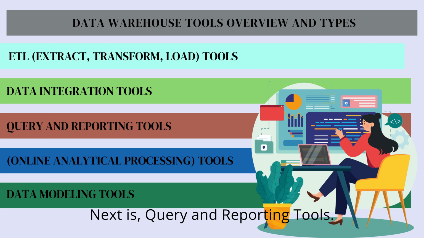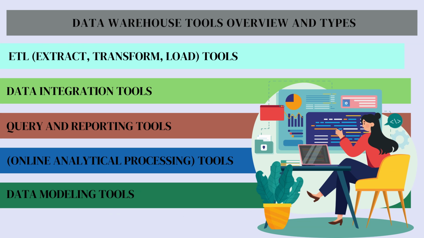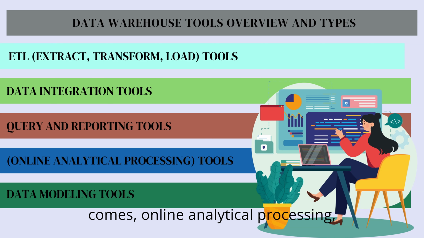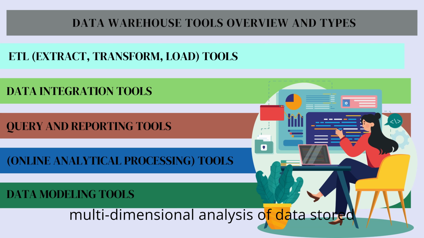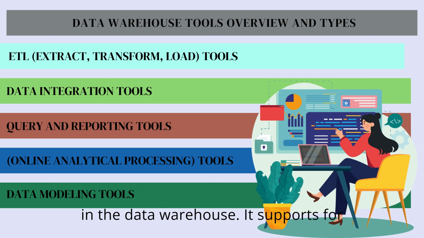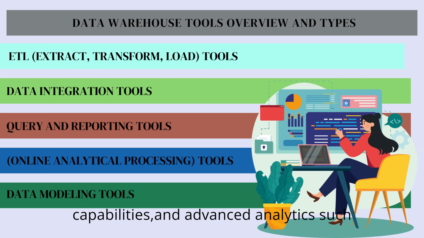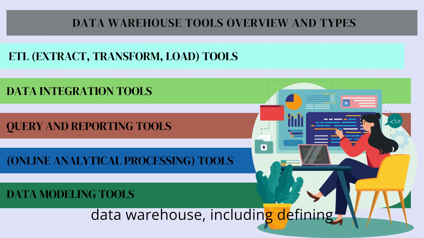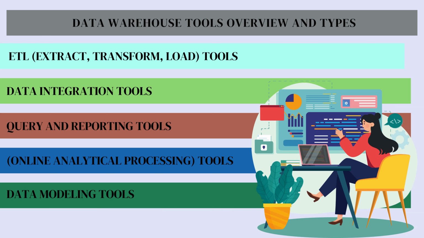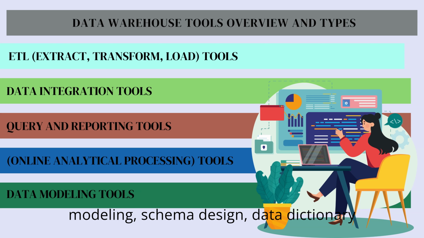Next is query and reporting tools. It enables users to interact with the data warehouse, run ad hoc queries, and generate reports. It has features like SQL querying capabilities, visualization tools, report generation, and dashboard creation. Then comes online analytical processing tools. These tools provide multidimensional analysis of data stored in the data warehouse. It supports slicing and dicing data, drill down capabilities, and advanced analytics such as data mining and forecasting. Data modeling tools. It assists in designing the structure of the data warehouse, including defining schemas, relationships, and metadata. It has features like entity relationship modeling, schema design, data dictionary management, and visualization of data models.